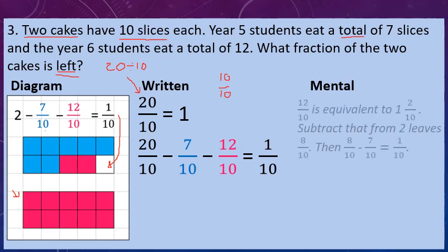Okay, and lastly, a mental strategy. Again, you could think about this in many different ways. 12 tenths is equivalent to 1 and 2 tenths, if you know how to change that. Here, you just divide 12 by 10. You'd have 2 left over, so it'll be 1 and 2 tenths. Subtract that from 2 leaves 8 tenths, and then 8 tenths minus 7 tenths equals 1/10.